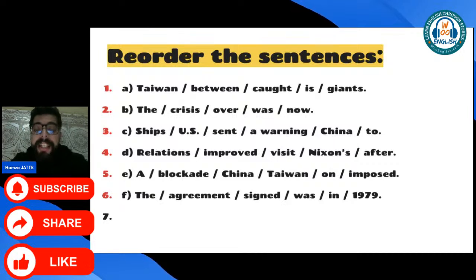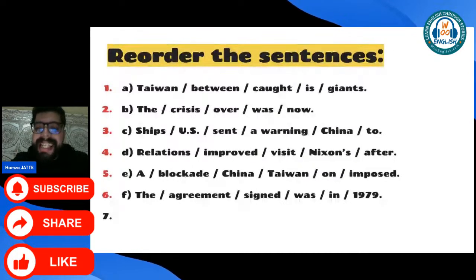Ships US sent a warning China too. Relations improved visit Nixon's after. A blockade China Taiwan on imposed. And finally, the agreement signed was in 1979. Very interesting sentences, though. So, what do you think is the right or the correct order of these sentences?